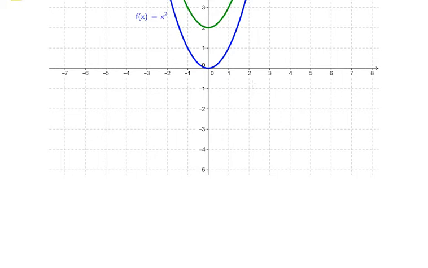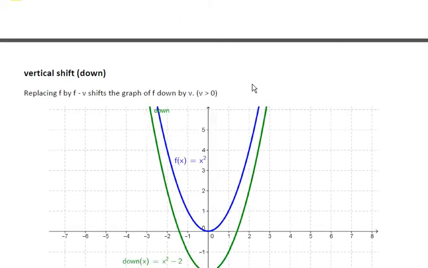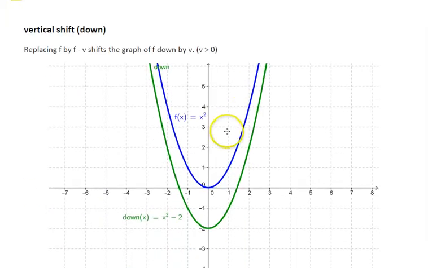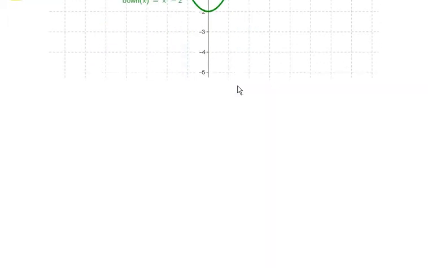The next is a vertical shift down. Here we start again with the blue x squared, and the related transformation is shown in green, x squared minus 2. Subtracting 2 from the entire function value moves every point down by 2, translating or shifting the entire graph down.